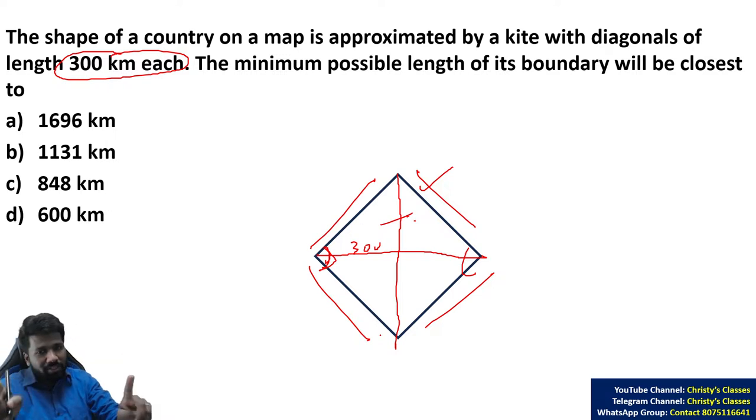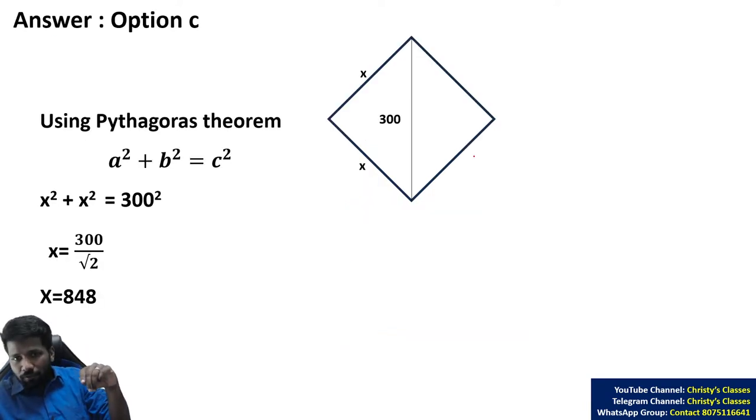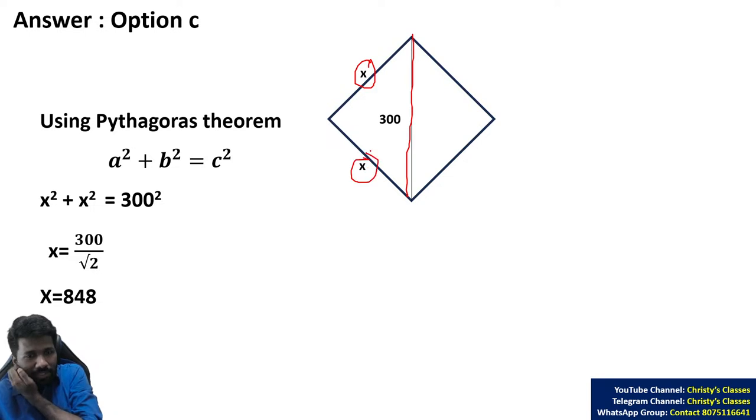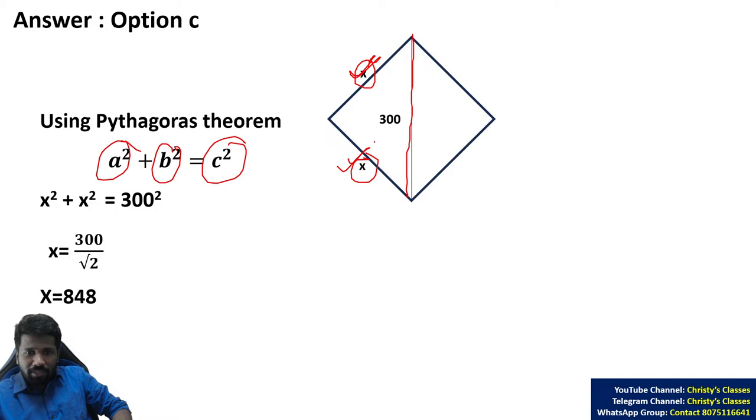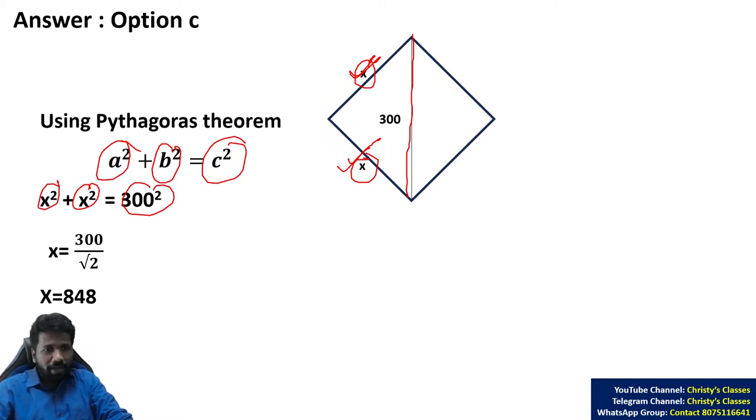About this in detail, we will be discussing in the geometry chapter in the complete course, about different polygons, how to understand the properties, how to understand them logically and then apply the mensuration idea on it. So if you consider this diagonal 300, both sides should be equal, as it is a rhombus. That means you can use the Pythagoras theorem. Base square plus altitude square is hypotenuse square. Here, base square and altitude square are equal. So x square plus x square is equal to 300 square. Solving this you will get the value of x, and that way you can solve the question.